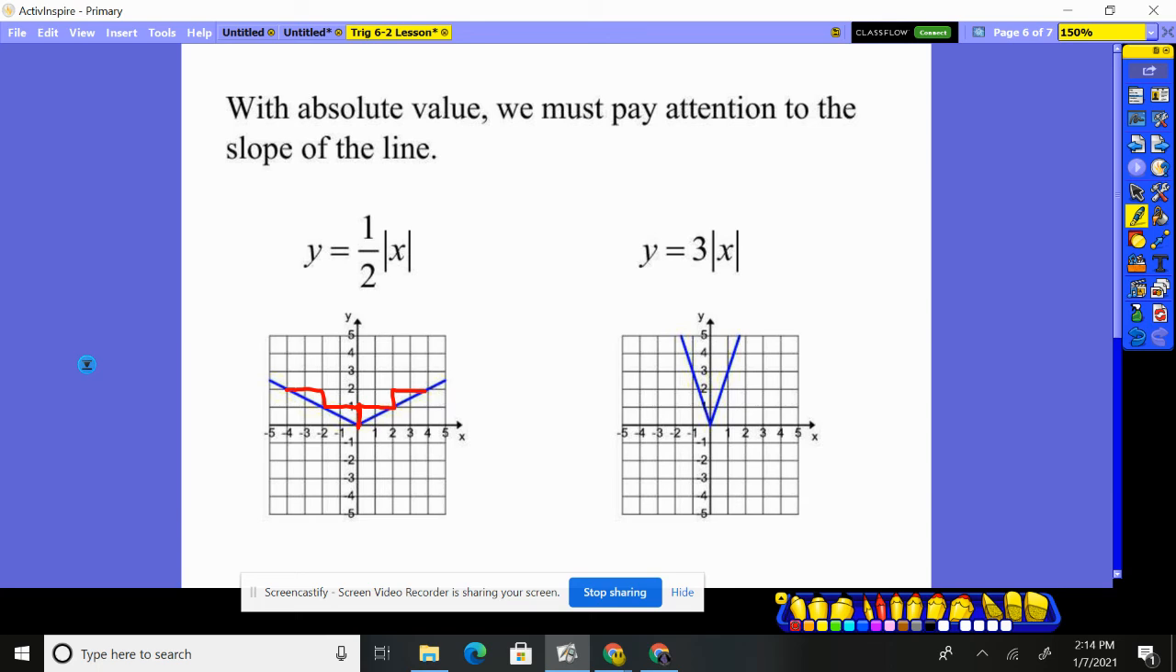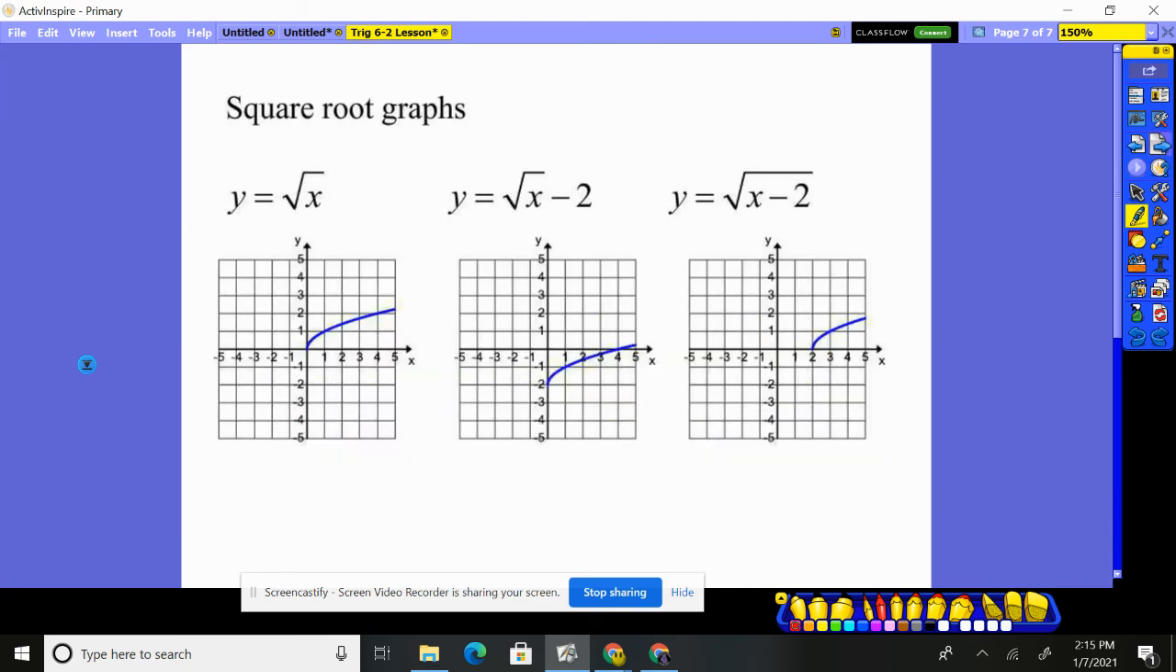We do want to pay attention. Just like here, y equals 3 times the absolute value of x. Notice this line gets much steeper because it ends up having a slope of 3 and 3 to the left and negative 3. So that's something we want to pay attention to.